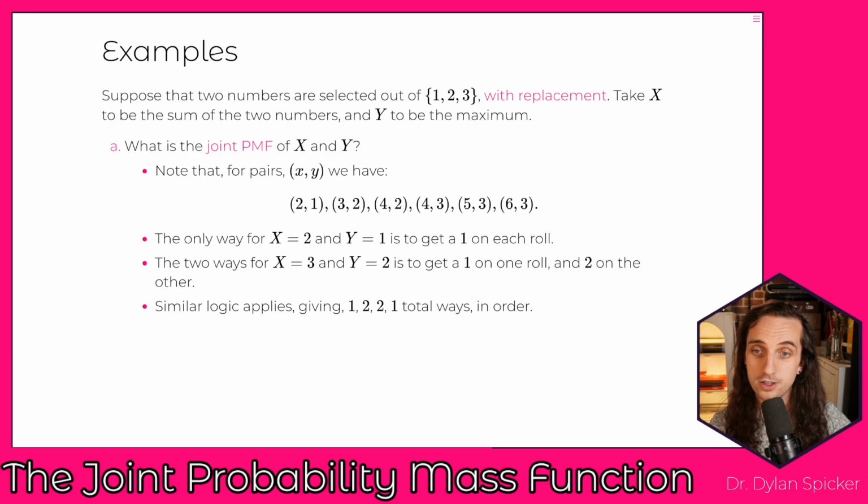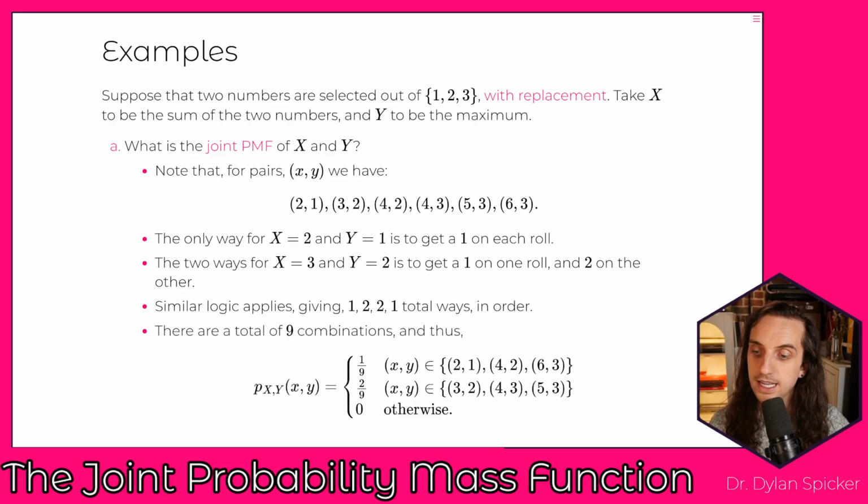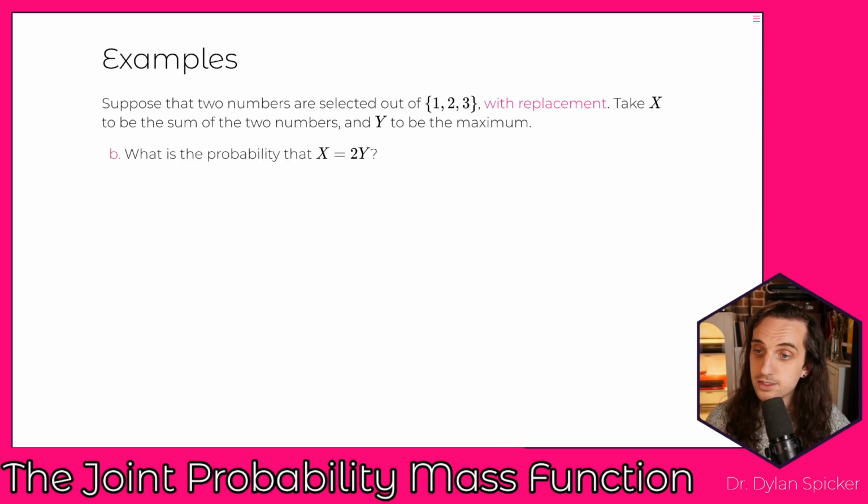And so then as a result, all of those are going to be out of 9. And so you end up with this probability mass function, which is the same one we were just writing down, expressed differently, right? So there's a 1/9 probability of getting the (2, 1), (4, 2), or (6, 3). There's a 2 in 9 chance of a (3, 2), (4, 3), or a (5, 3). Okay. So this is going to be our probability mass function here. Now we can ask questions about this.